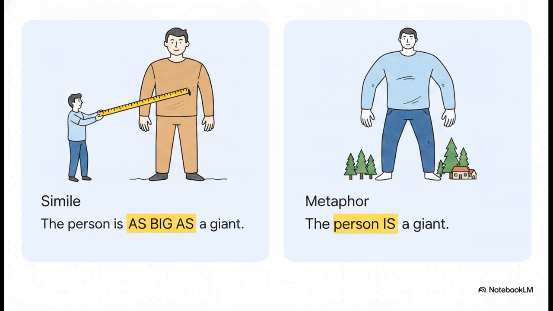And this brilliantly illustrates the power of that shift. A simile says, Peter is as tall as a giant, which is fine, but the metaphor says Peter is a giant. Boom! By simply removing like or as, the imagery suddenly becomes significantly more powerful, direct, and unforgettable.